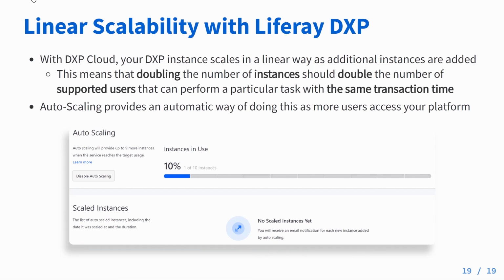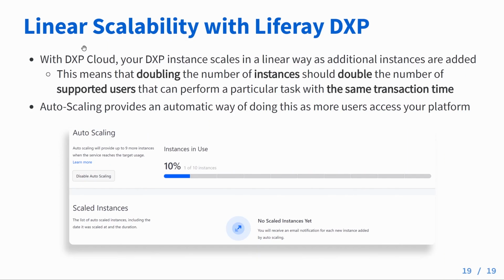One thing to keep in mind with Liferay DXP is that it actually scales linearly. With DXP Cloud, your DXP instance scales in a linear way as additional instances are added. What this means is that doubling our number of instances should double the number of supported users that can perform a particular task with the same transaction time. This makes it easier to calculate how many instances you need based on your expected user base. Auto-scaling provides an automatic way of doing this as more users access your platform.